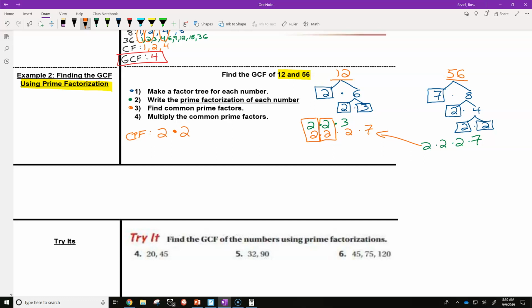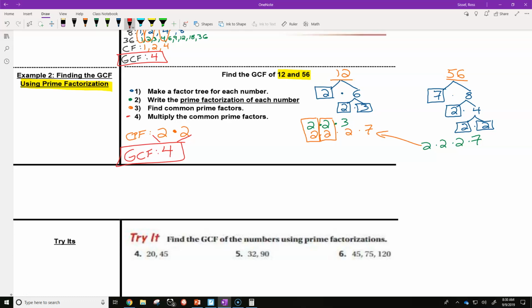The last step says to multiply the common prime factors. So 2 times 2 is, that is our greatest common factor. The only difference is we multiply the common prime factors.